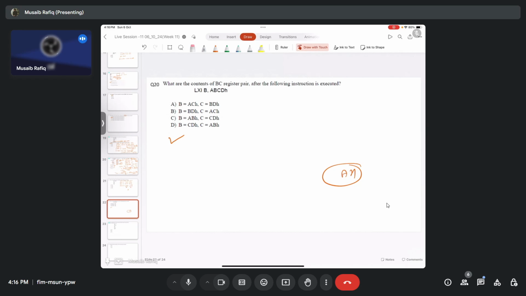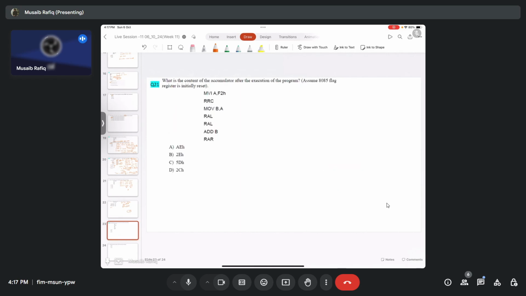What are the contents of BC register pair after the following instruction is executed? LXI B, ABCD hex. So that means B gets loaded with AB, C gets loaded with CD hex. So option C is correct.